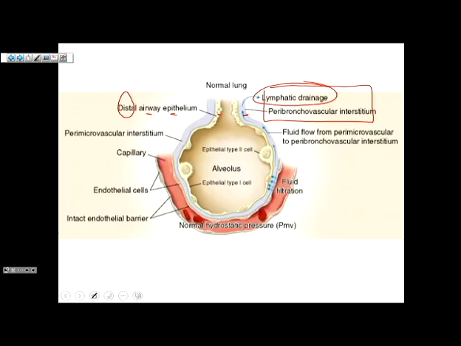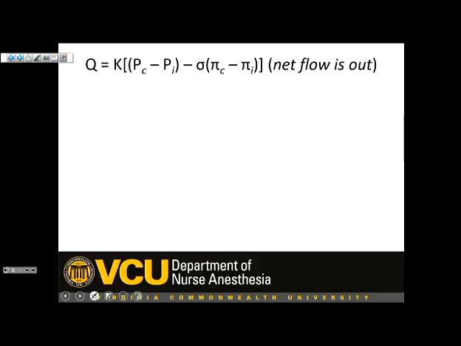Certainly, increased permeability is an issue as well. Those are kind of the two biggest and most important factors that promote pulmonary edema. But just walking through this, put this equation on a piece of paper, walk through it, make sure you know what promotes flow out of the capillary into the interstitium, essentially into the lungs.